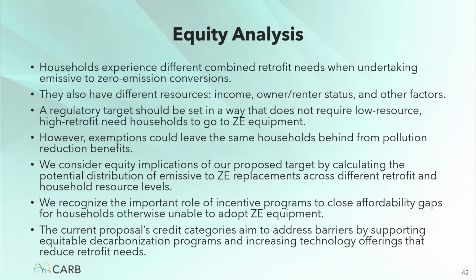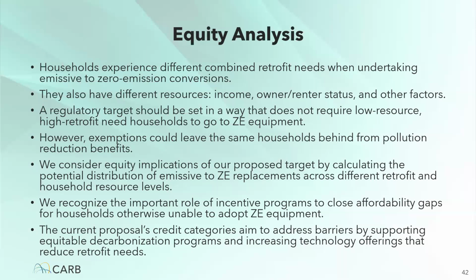At the same time, income or geography-based blanket exemptions would also risk excluding those same households from the pollution reduction benefits of a regulation. So our core design principle is that our overall emission reduction targets should leave some flexibility and serve to guide the market as a whole, while incentive and other supportive programs help address retrofit needs and lower costs to consumers. So for this reason, wherever possible, we wish to connect the manufacturer level flexibility approaches to existing equity programs with the intent of making zero emission options more affordable and accessible to more Californians.